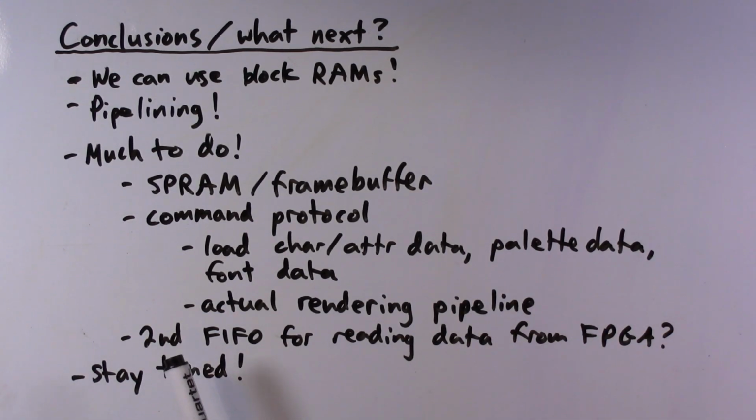I'm also thinking of adding a second external FIFO, which the FPGA can use to send data back to the host system if the host system wants to read data from the frame buffer or one of the other internal memories in the FPGA. I think that will probably turn out to be useful.